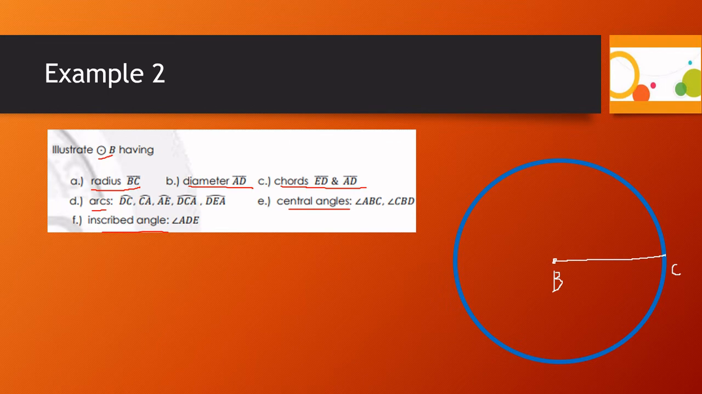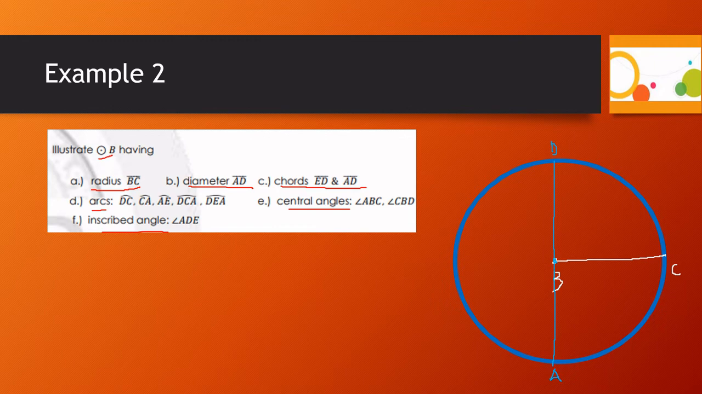Next, for the diameter, just draw a line segment that passes through the center and whose endpoint is on the circle. So, if this is the center, make a line that passes through the center and then the endpoint is on the circle. Then, name the diameter as line segment AD. Okay?